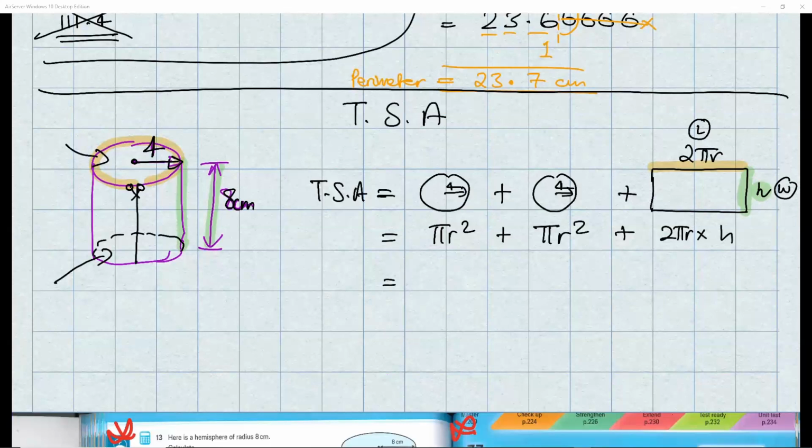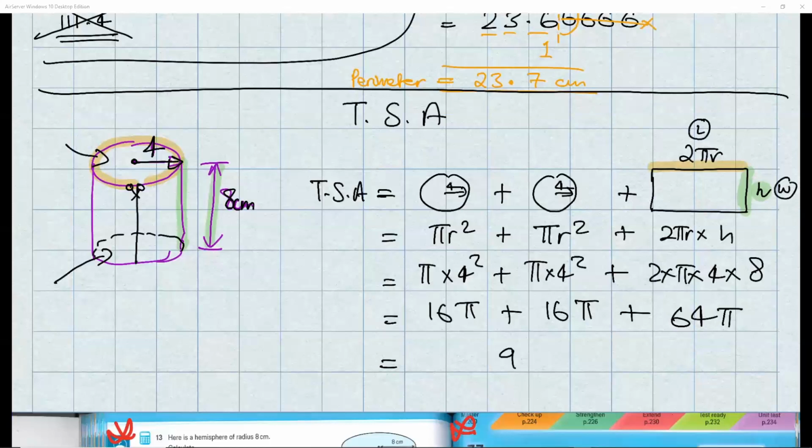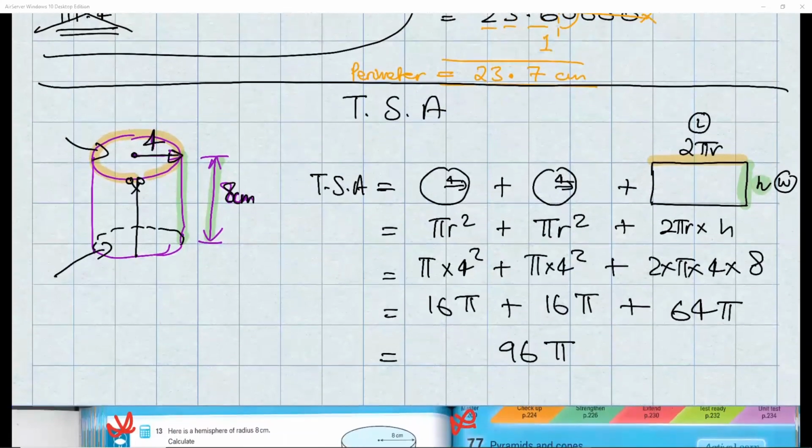2 times pi times 4 times 8. So pi times 4 squared plus pi times 4 squared plus 2 times pi times the radius, which is 4, and the height, which is 8. Is that right? Yeah. The rest of it is calculator work. Or if you want to simplify it, that gives you 16 pi plus 16 pi. Then 2 times 4 is 8, and 8 times 8 is 64. So 16 pi plus 16 pi is 32 pi, and 32 pi plus 64 pi is 96 pi. This girl, she's working in an apple pie shop. Okay, 96 pi centimeters squared.